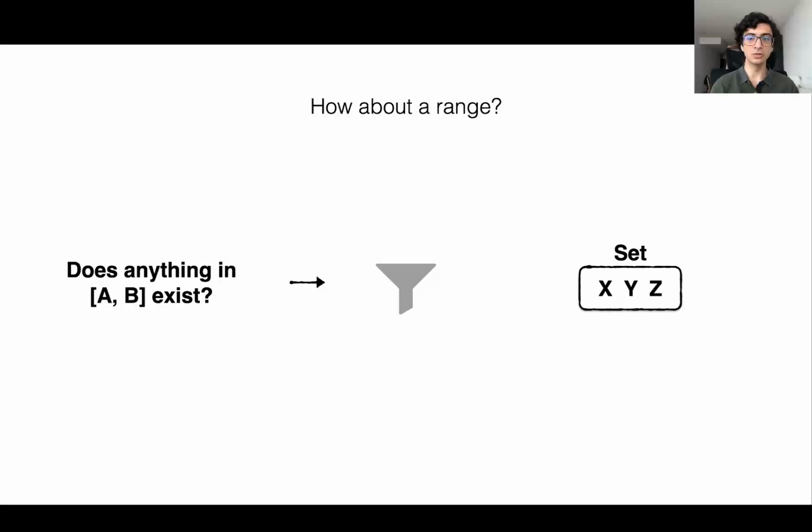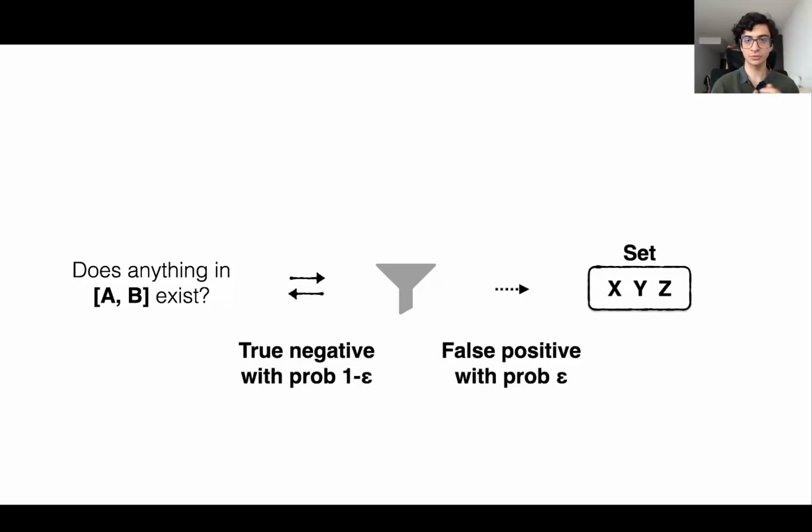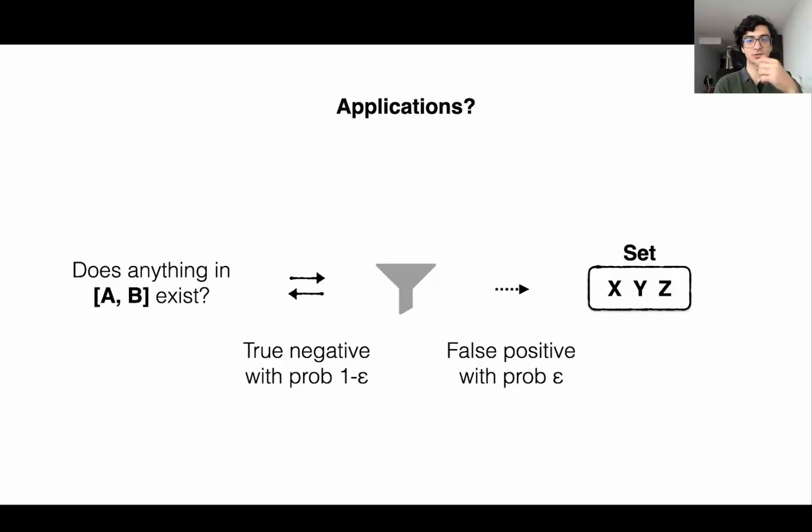What if I want to know, is there anything in my set that is included within the range from A to B, let's say? A data structure that answers this query with the same semantics as a classic filter is known as a range filter. So we want no false negatives, and we want a low and tunable false positive rate. These range filters have applications in many different domains as well.